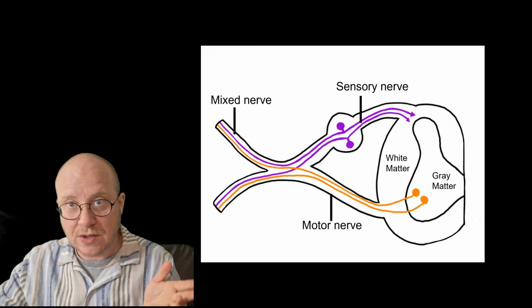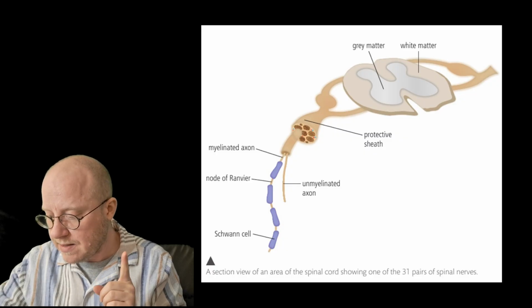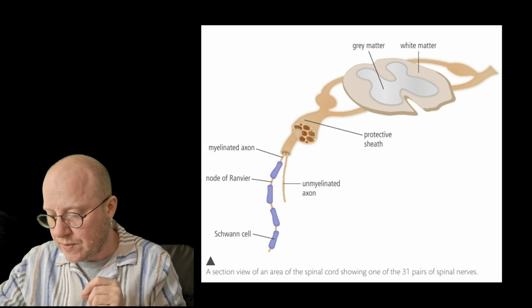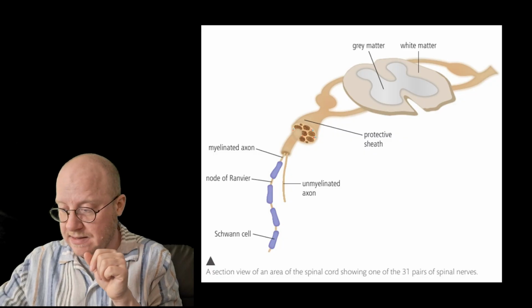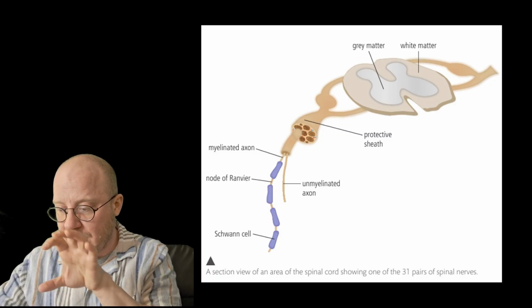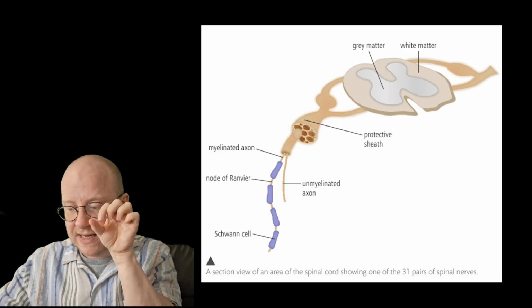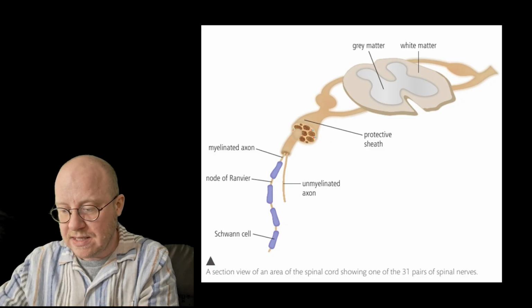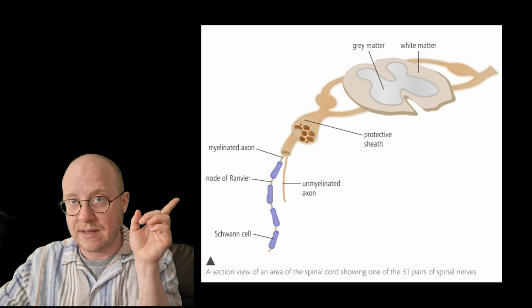Okay, so here we have this picture, a section view of an area of the spinal cord showing one of the 31 pairs of spinal nerves. You can see the spinal cord with the white matter and the gray matter. The gray matter is the butterfly inside, surrounded by the white matter. And then you have this nerve coming out, and you see that this tan part is the protective sheath, and inside it are all of these bundles. Okay, and you see a myelinated axon. You see the nodes of Ranvier. Like I'm looking here, but you're looking there or there.